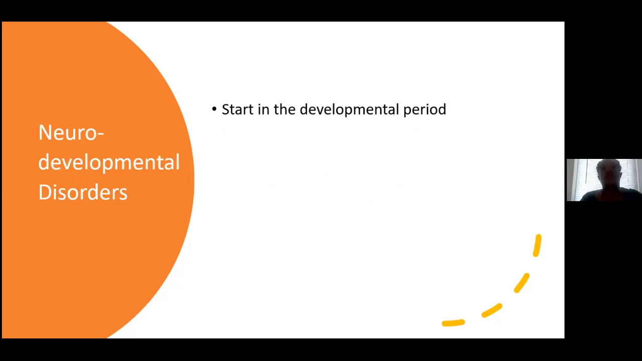So in terms of neurodevelopmental disorders, what does that even mean? Neurodevelopmental disorders are disorders where a child has some type of difference in terms of the structures of their brain or their central nervous system, which is your brain and your spinal cord. So everything that's listed as a neurodevelopmental disorder is a disorder that would start in the developmental period.